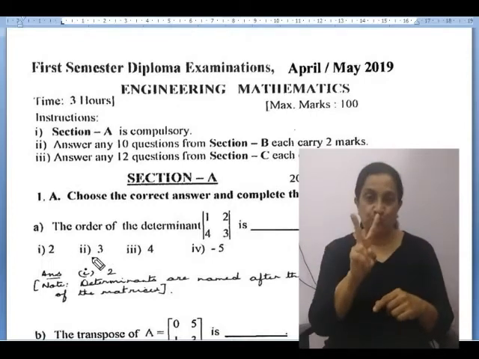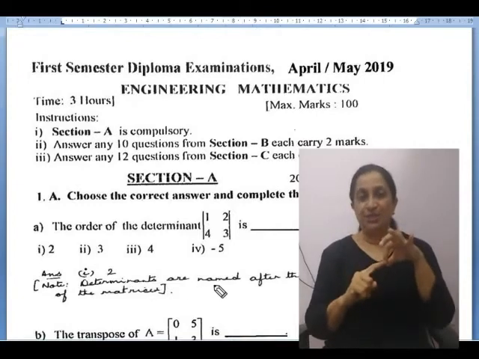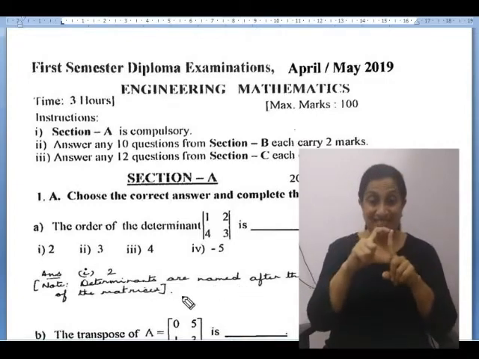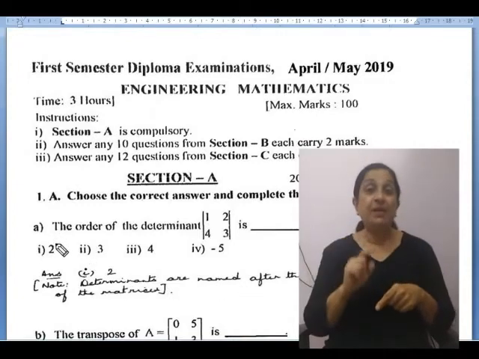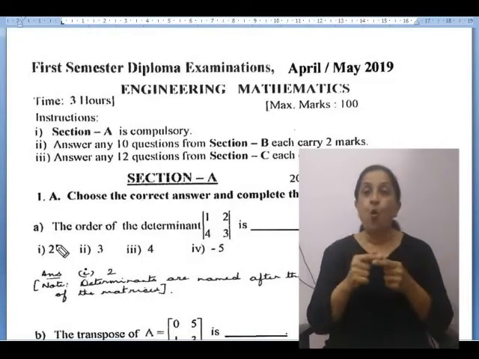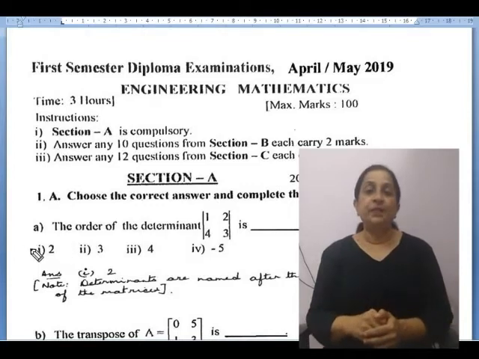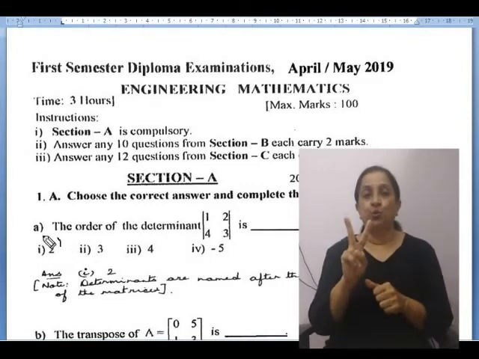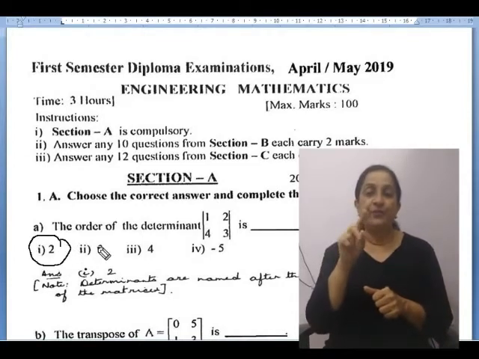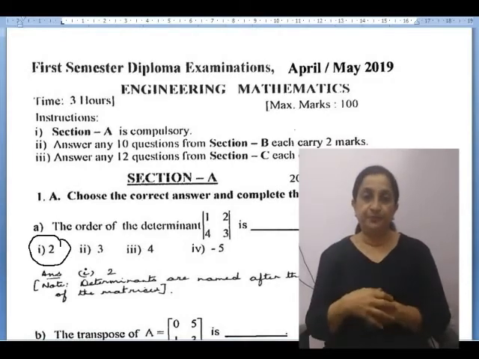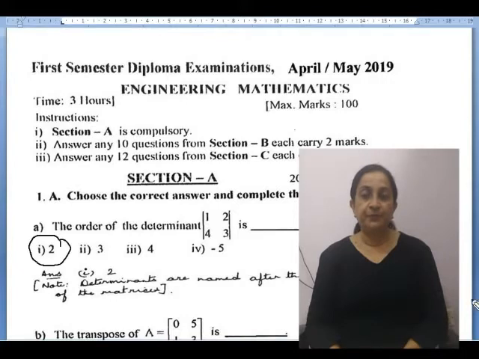So here the answer is, determinants are named after the size of the matrices. So here the size of the matrix is 2. So this is the answer. Next, let us go to the next problem.